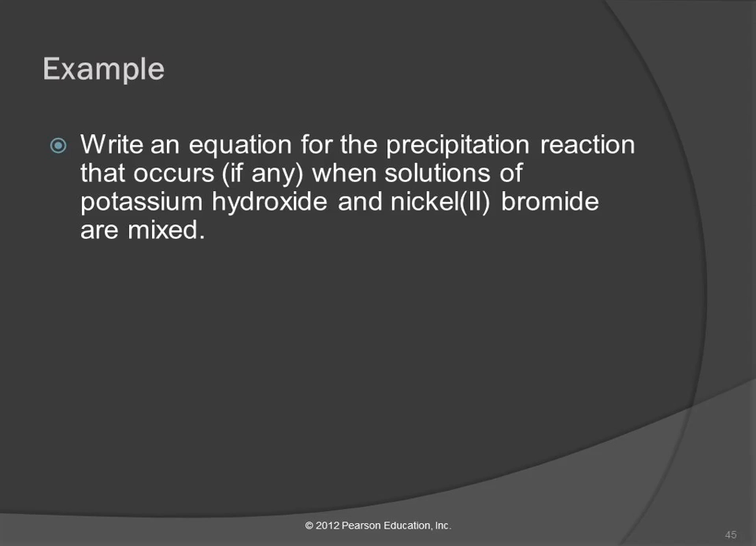Write an equation for the precipitation reaction that occurs, if any, when solutions of potassium hydroxide and nickel(II) bromide are mixed. So I need to first write the formulas for these compounds. So potassium hydroxide, and we're told that that is a solution, so it must be aqueous. Potassium hydroxide, I got that because potassium is K+ and hydroxide is OH-. And when I put those two together, I've just got plus 1, minus 1. I just push them together and they're good.